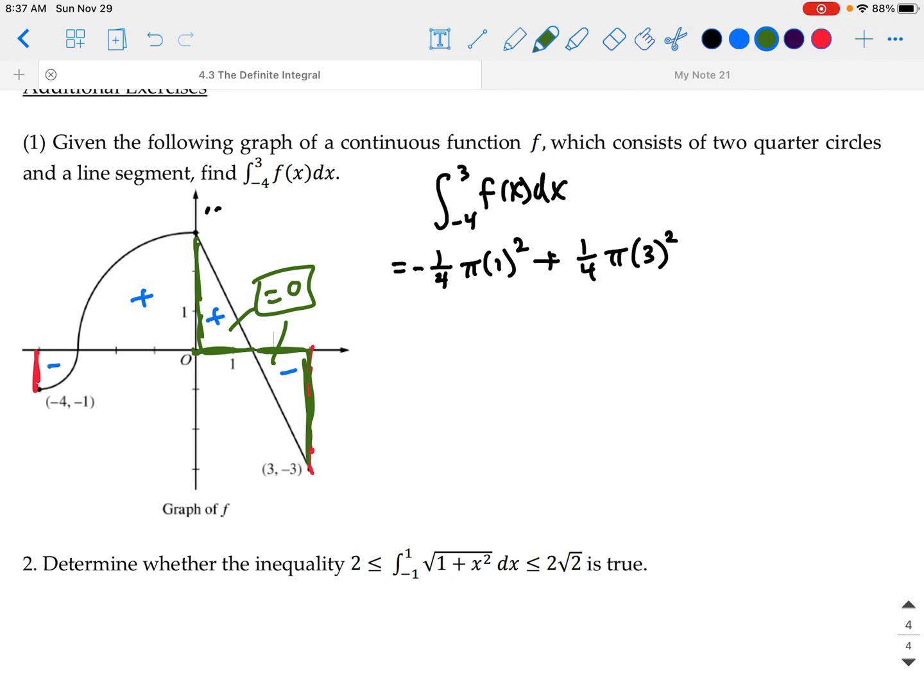So again, using the symmetry of a given graph is going to be very useful in saving you time. So in this case, we don't even actually have to calculate the areas because we can see that the base and height of both of those right triangles are the same. So they will equal 0. So what we're going to end up with is -pi/4 plus 9pi/4, or 9/4 pi, which gives us 8pi/4, which is just 2 pi. So the integral from -4 to 3 of f of x dx is 2 pi in this case.